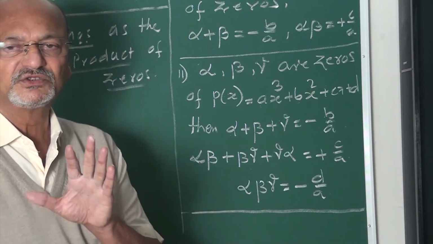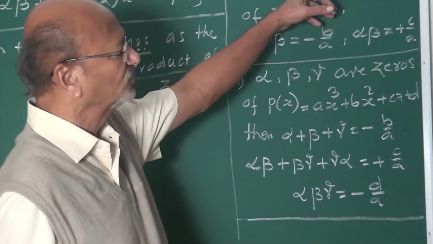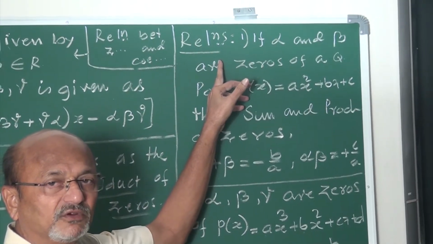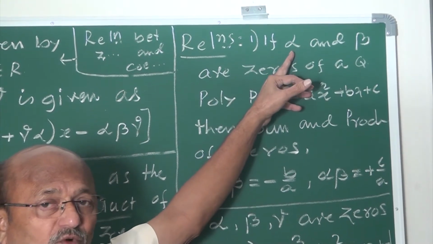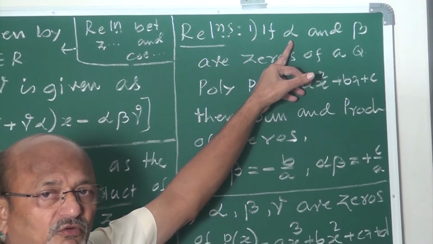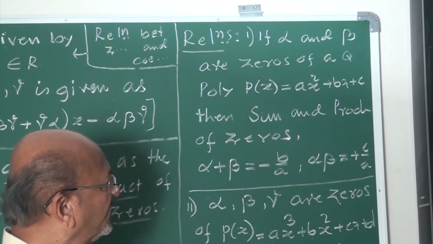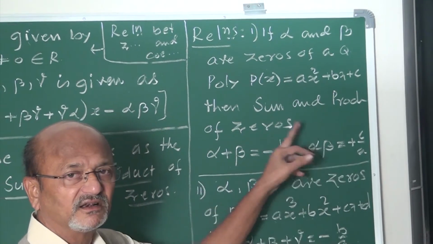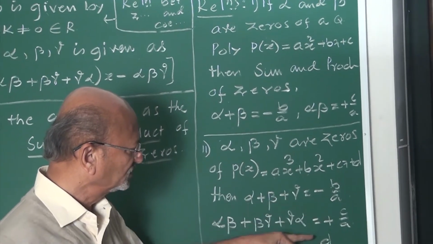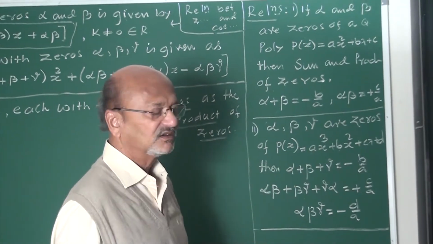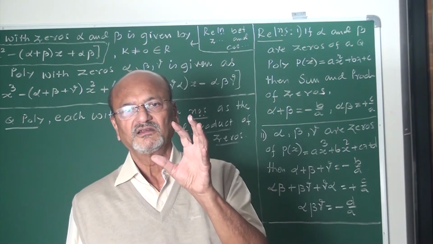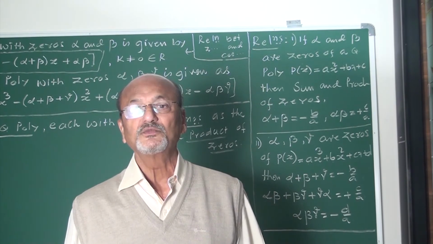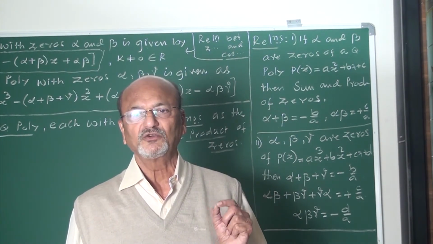Yes, my friends, remember this. See here, in the case of quadratic, the same: what is the sum? The second coefficient, b by a, with a sign change, minus b by a. What is the next, the product of both, alpha into beta? Product of both, what is it? The constant, c by a. Here also the sign changes alternately. That is why I have clearly written minus, plus, like that. These are the main important things: the relations between zeros and coefficients of the respective polynomials.